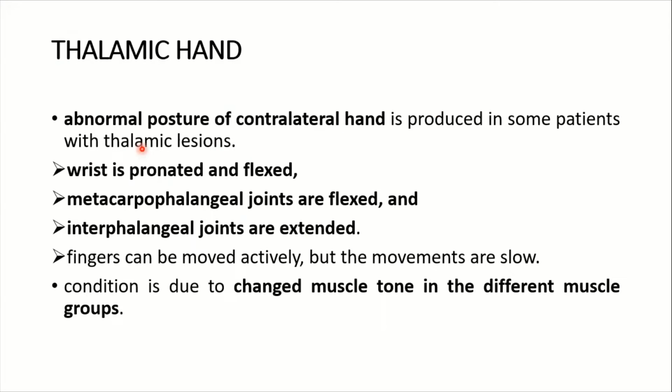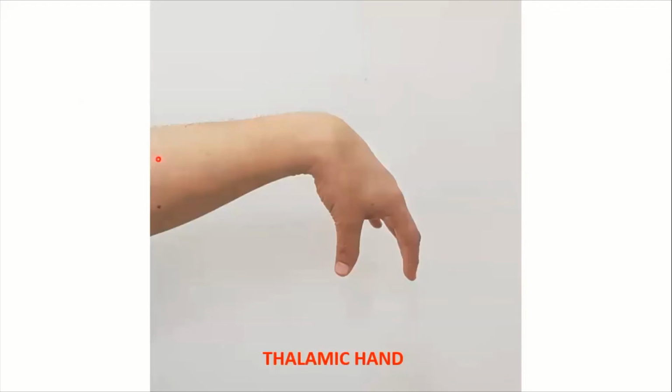So this is a very important clinical condition, the thalamic hand. A characteristic abnormal posture of the contralateral hand is produced in some patients with thalamic lesions. What is that? You see, this is the thalamic hand, right? So one by one, what are the steps? The wrist is pronated and flexed, right? Wrist is pronated and flexed.